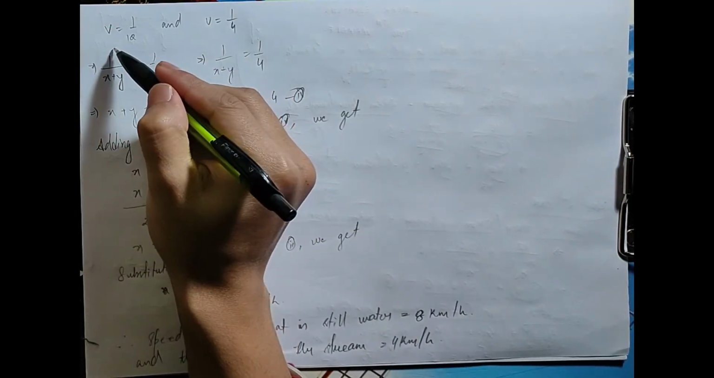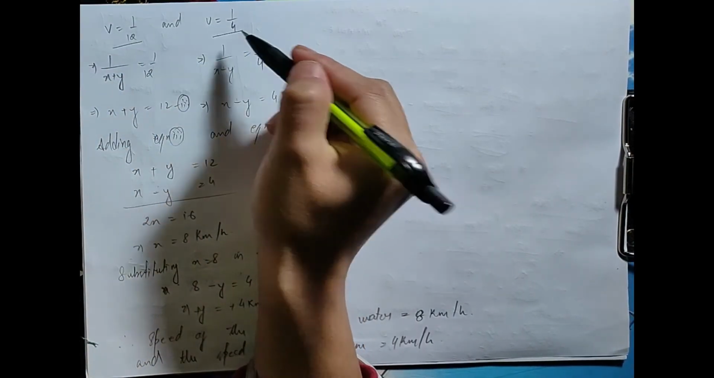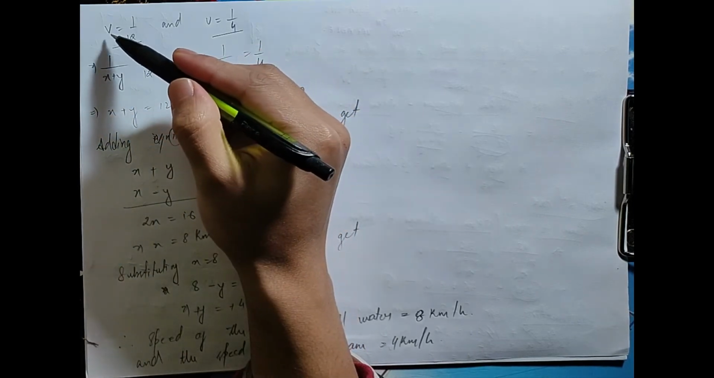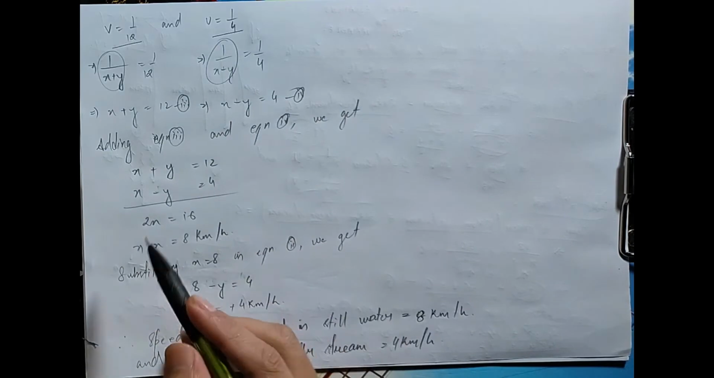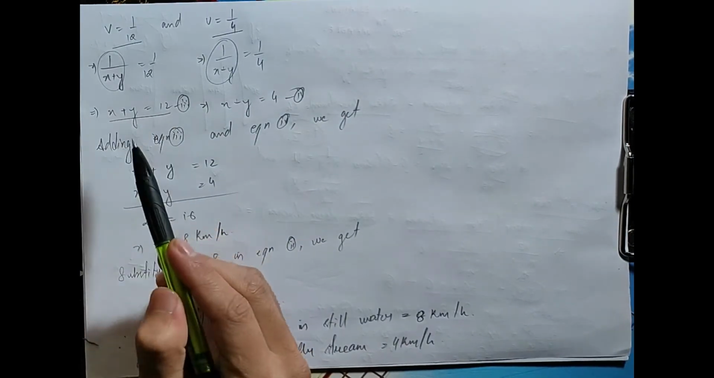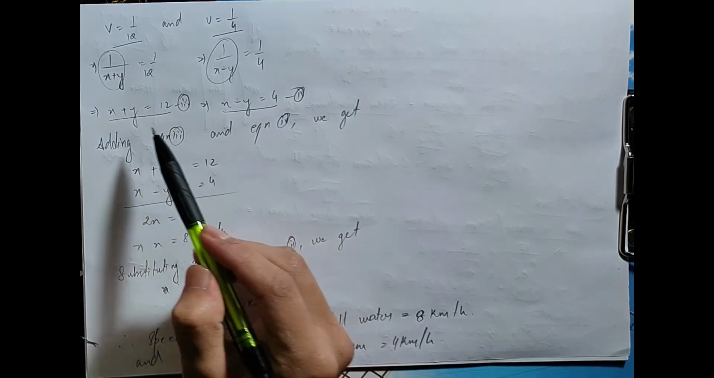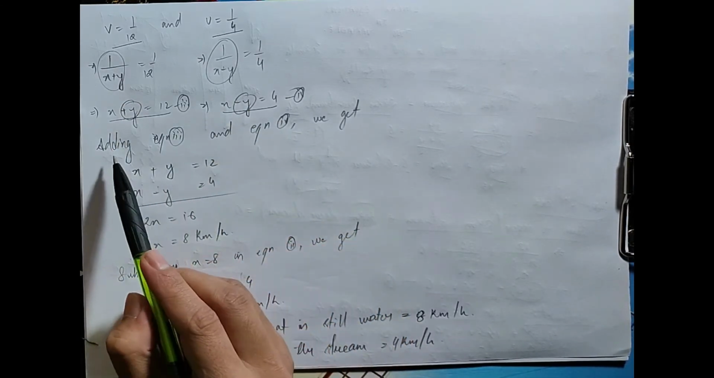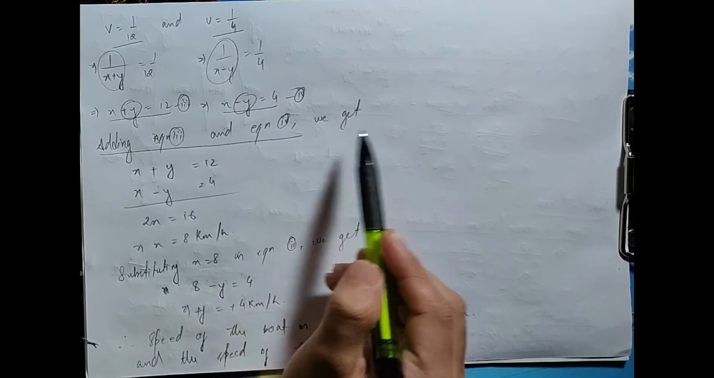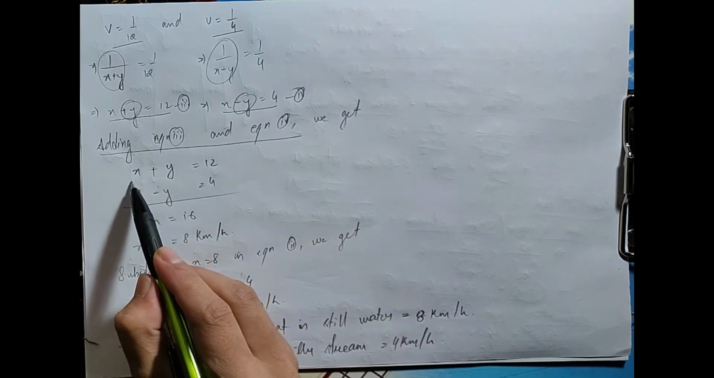So we have already found that v is equal to 1 by 12 and u is equal to 1 by 4. Now we know that v is equal to 1 by x plus y, u is equal to 1 by x minus y. If you solve this, you'll get x plus y is equal to 12, x minus y is equal to 4. So we see that the coefficient is same and opposite in sign, so we will add equation 3 and equation 4 and we will get this.